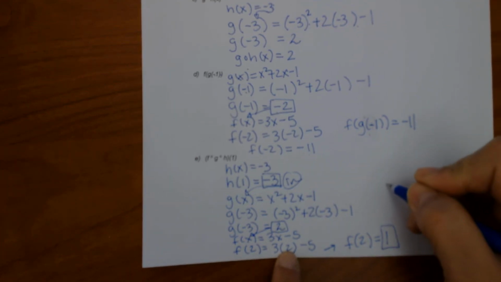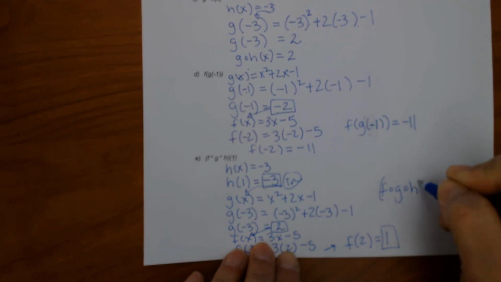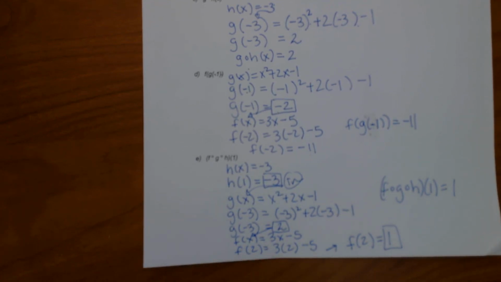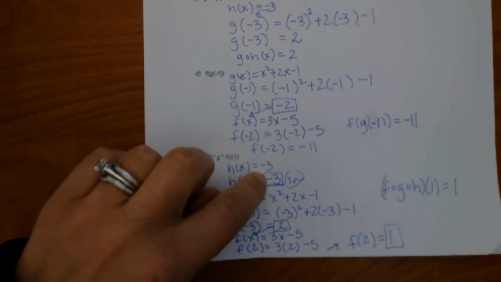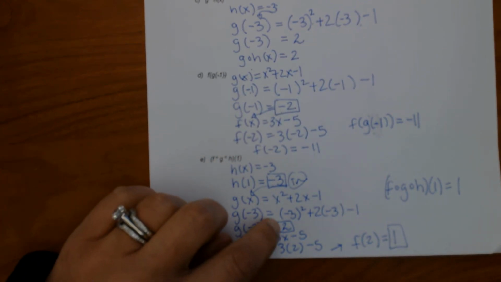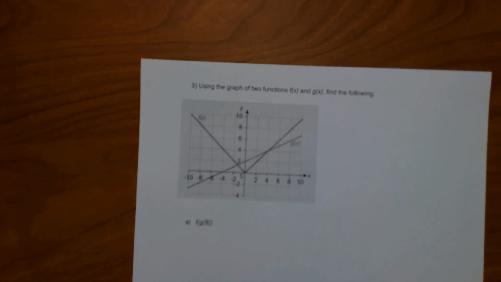So to write this, f of g of h of 1 equals, oh, look at that. I get 1 out. Oh my gosh, I feel like we just went in a circle. Okay, so we put -3 in. We got 2 out. We put 2 in. We got 1 out. We're done. Okay, let's look at one more thing here, and you got it.